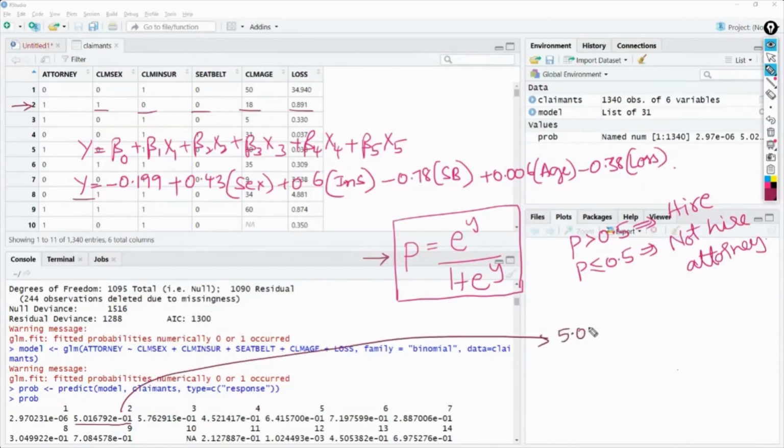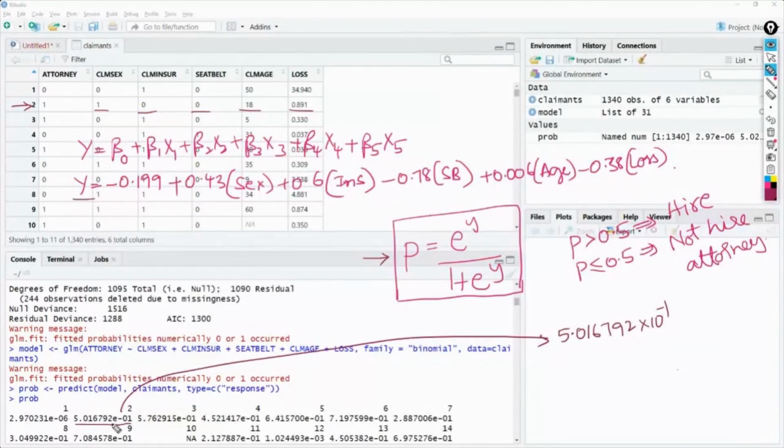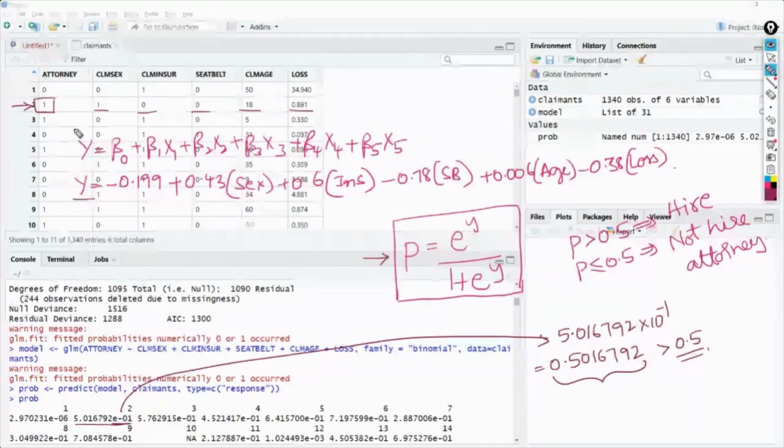And if I were to write this, it is going to be 5.016792 multiplied by 10 raised to the power minus 1. E minus 1 is 10 raised to the power minus 1. This will be 0.5016792. And this value is greater than 0.5. Greater than 0.5 means person will hire attorney. That is what your model is saying. In reality also, person hires attorney. 1 means hire, 0 means not hire. There is a match again.